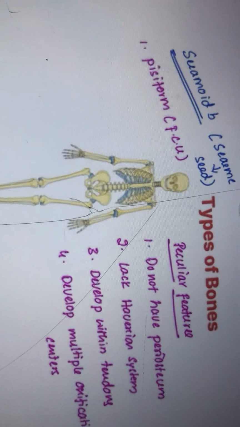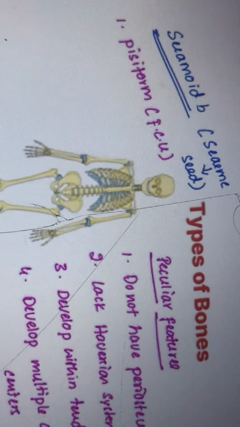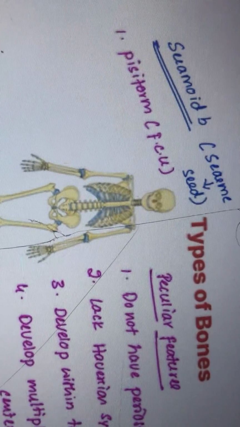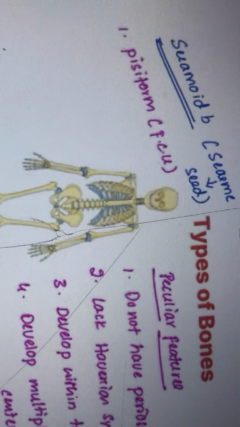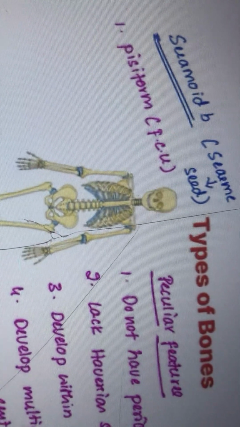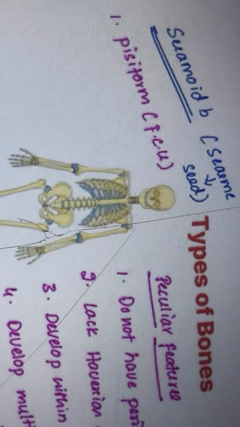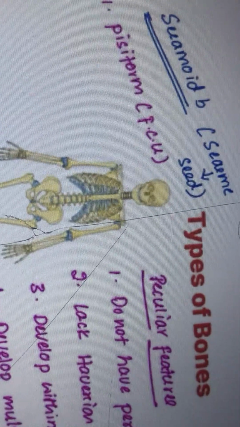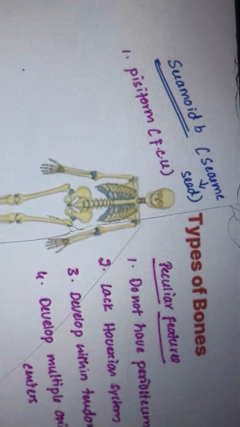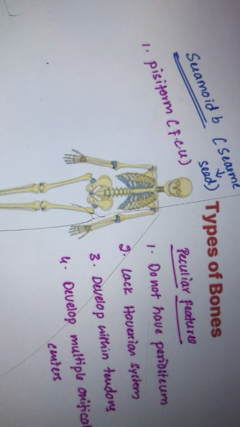In entrance exams, these are often asked. The peculiar features are given as statements and they will ask you which of the following statements is true or false regarding sesamoid bones, right? Then for each sesamoid bone example you must know in which bone or in which muscle it is present, right? For example, the pisiform is present in flexor carpi ulnaris tendon.